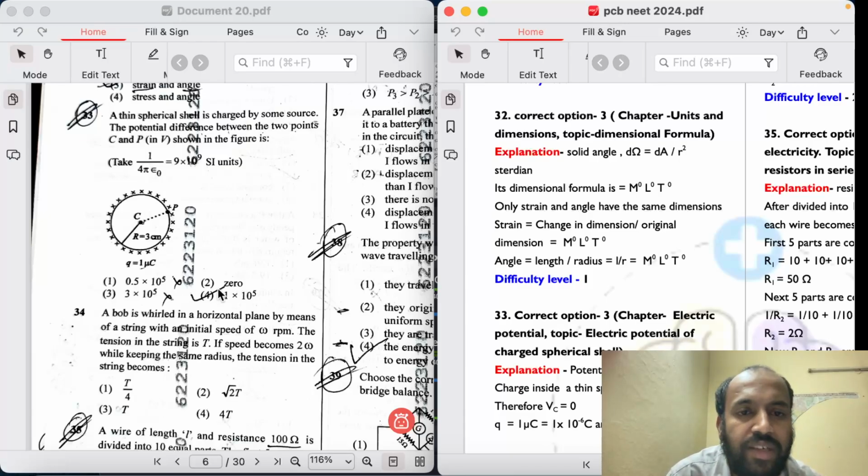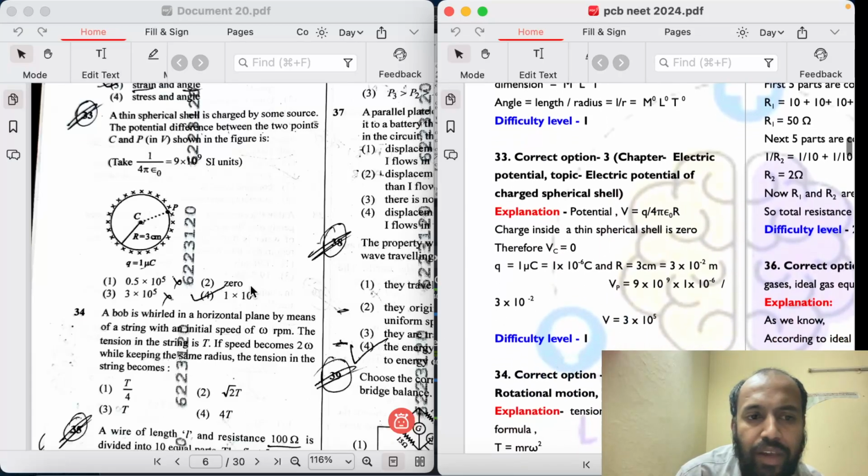A thin spherical shell is charged by some source. The potential difference between the 2 points C and P is shown in the figure. The first thing: it's a spherical shell, and if there are charges on the shell, there is no potential inside it. So the potential at C is 0. We have to find out the potential at P, and then obviously you can find the difference, Vc being 0 and Vp being the value that you need to calculate.